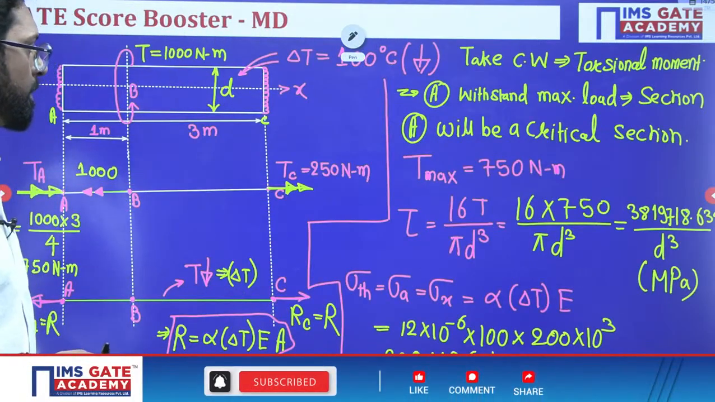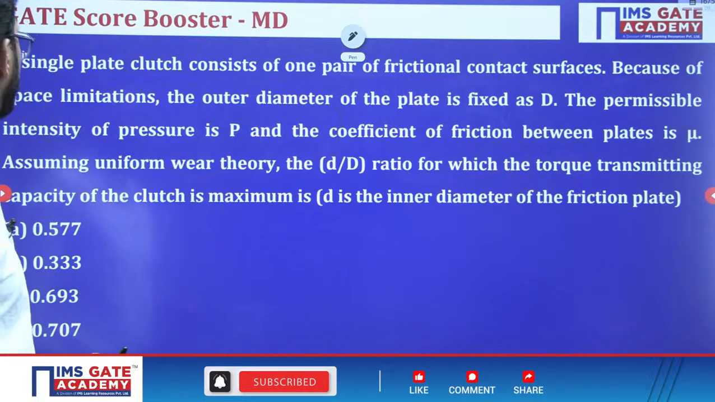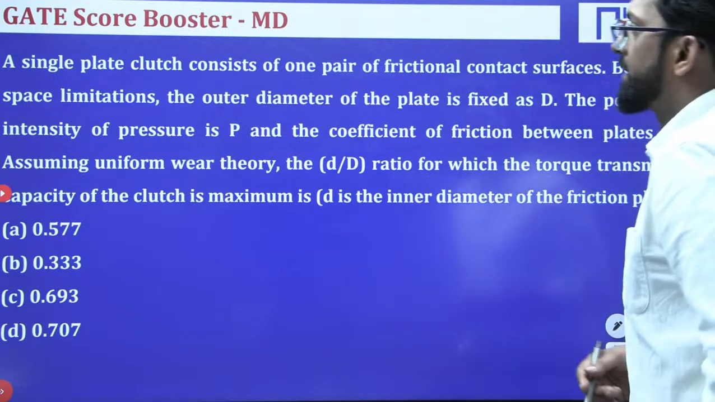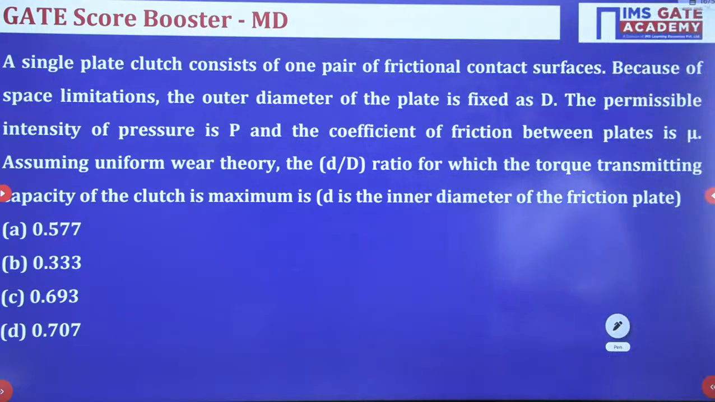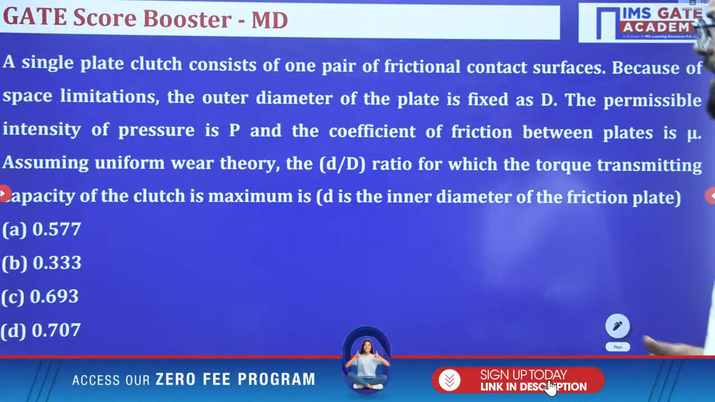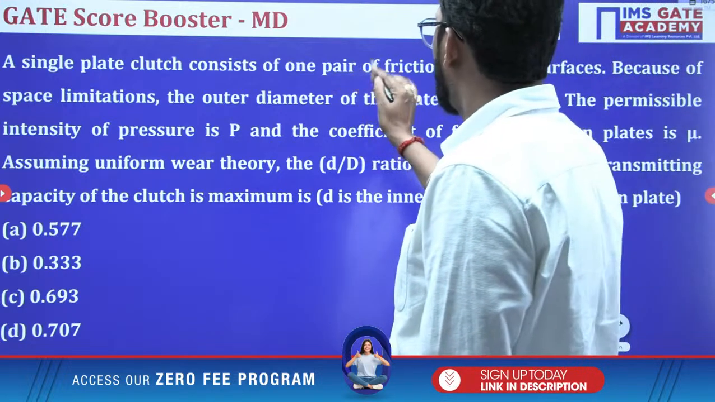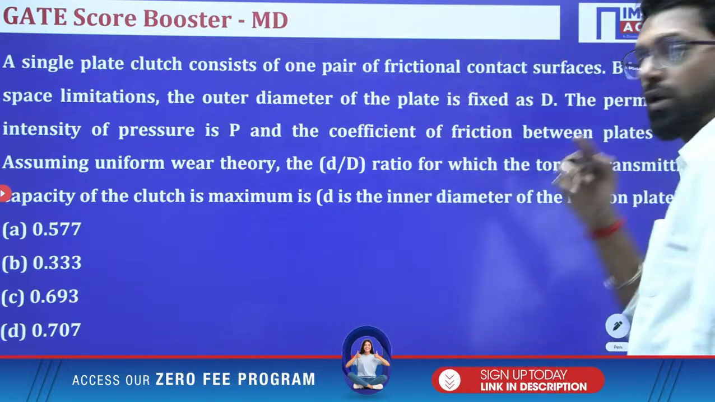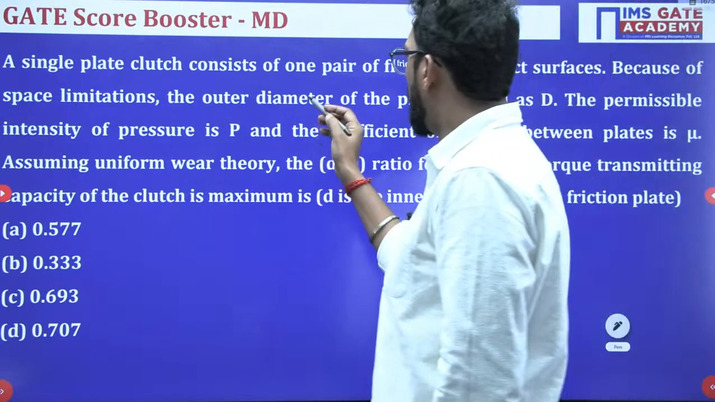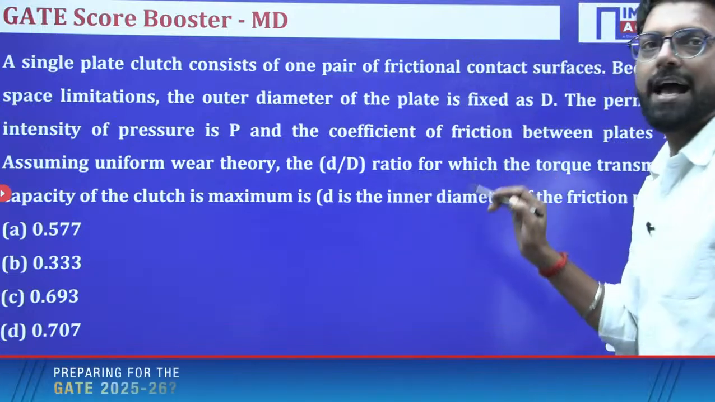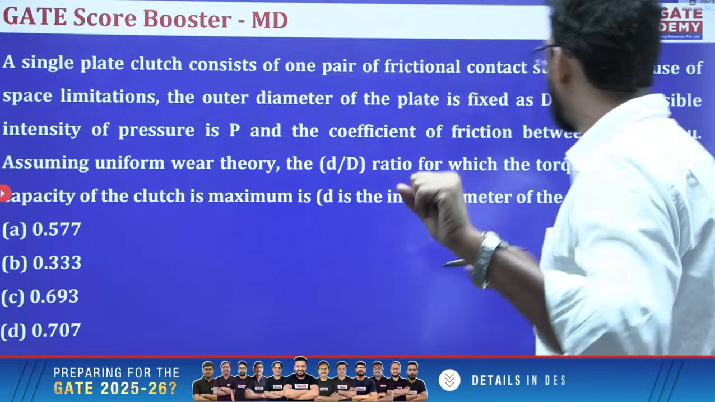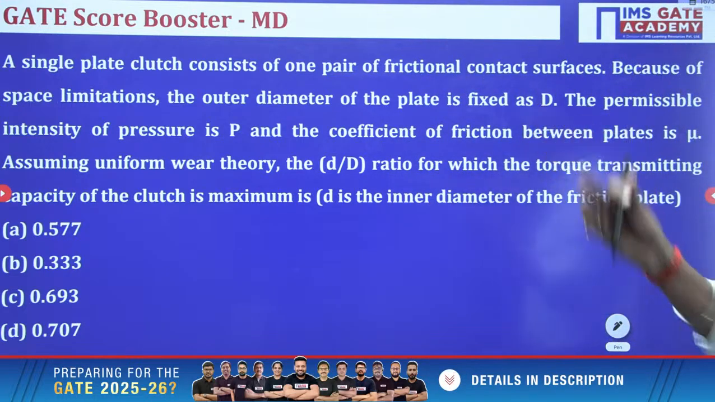Okay. Now the next problem. Yes, please try to solve this problem. This is also a good problem. A single plate clutch consists of one pair of frictional contact surface. One pair is there. Because of space limitations, the outer diameter of the plate is fixed as D. That means the clutch has an inner diameter and outer diameter. Outer diameter is fixed due to the space constraint.